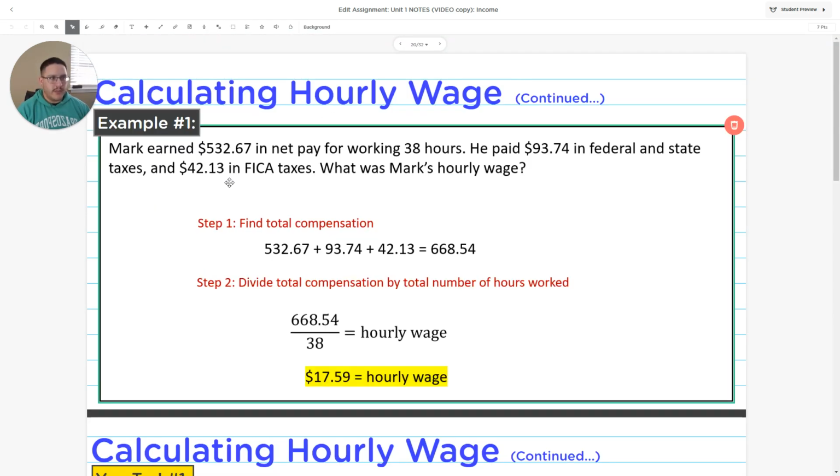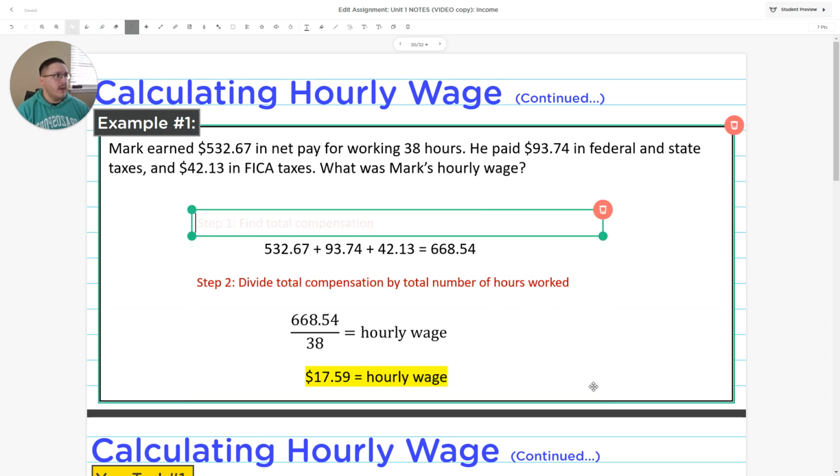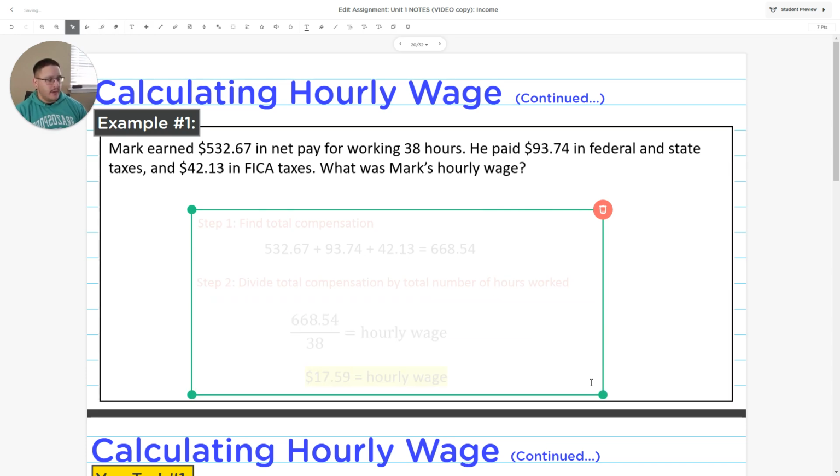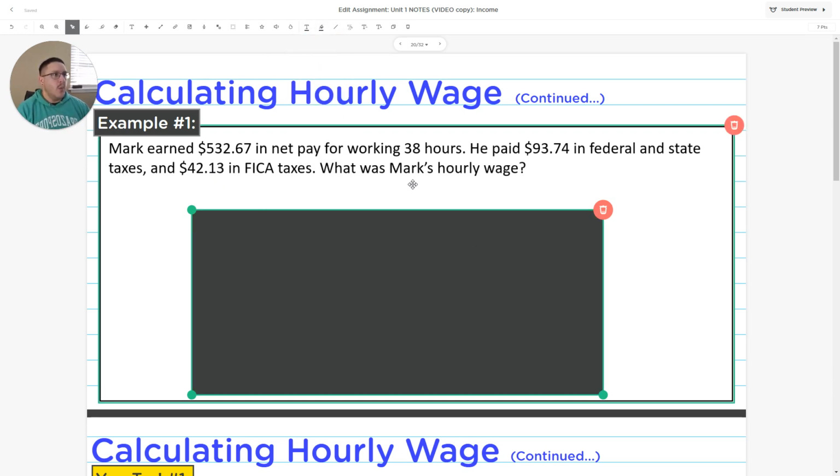Let's go through another example without an earnings statement. Mark earned $532.67 in net pay for working 38 hours. He paid $93.74 in federal and state taxes and $42.13 in FICA taxes. What was Mark's hourly wage?